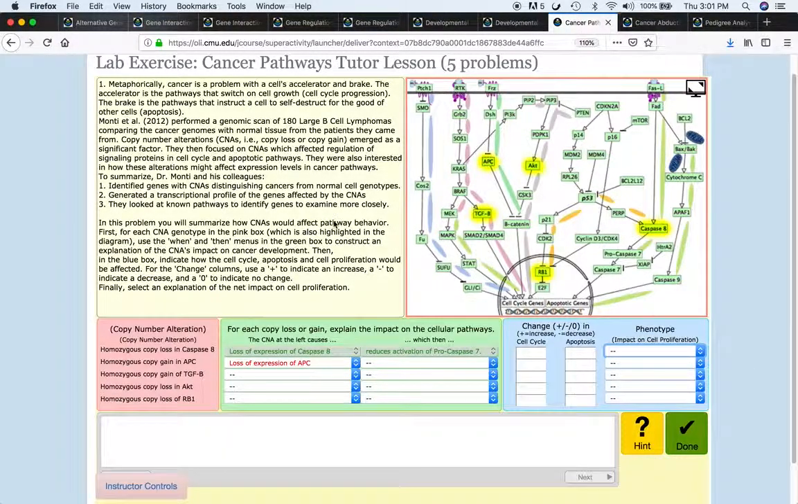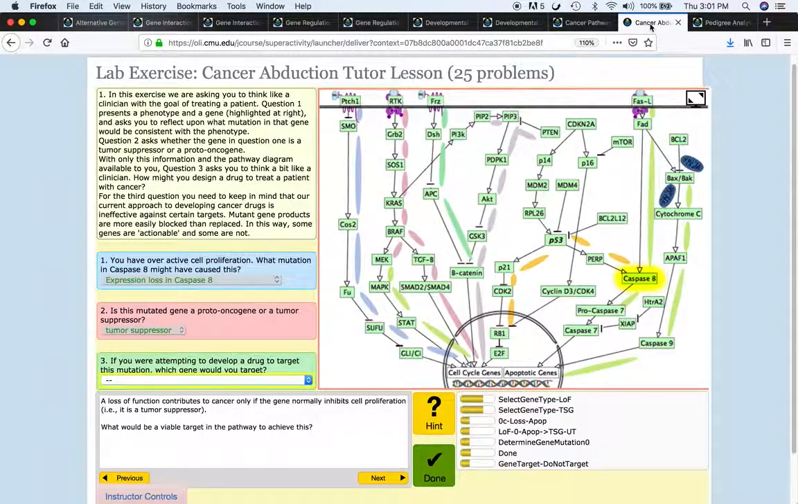After they've done the predictive forward reasoning, then there's an inductive form of that lesson, an experimental form of that lesson, where the student is told that you have overactive, in this case, overactive cell proliferation, and they're asked what mutation in this particular signaling protein could have caused that.